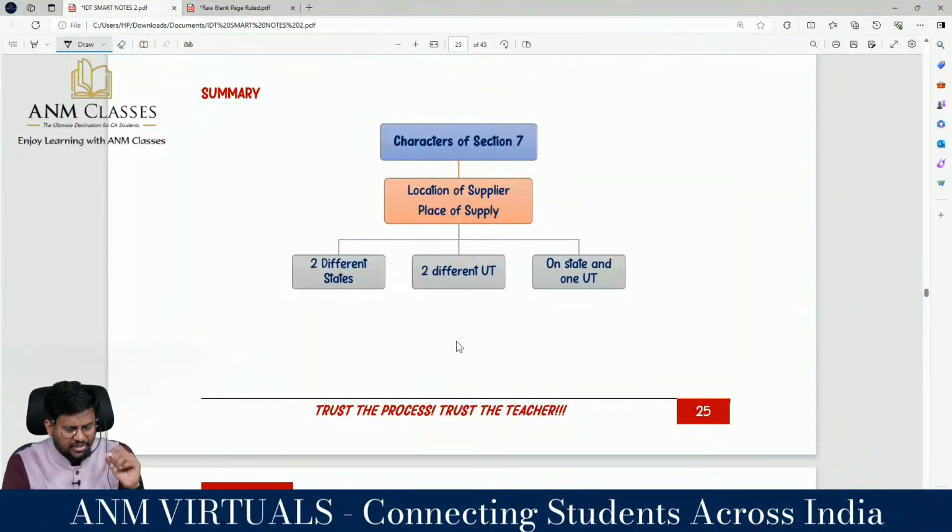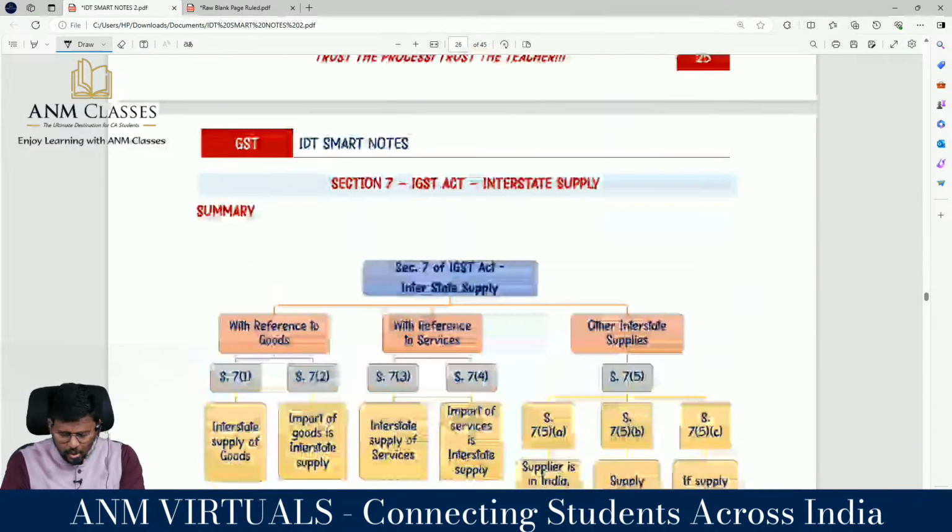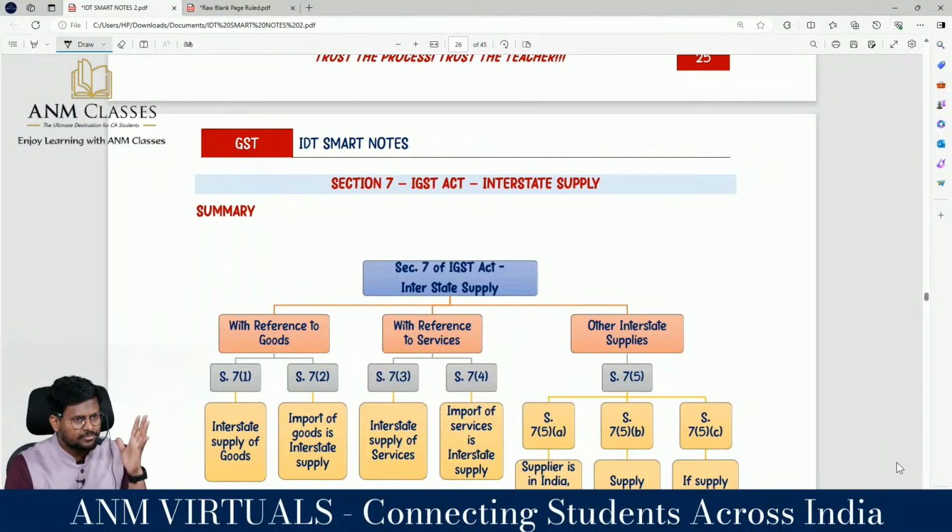Characters of section 7, there are 2 characters, correct? Number 1, location of the supplier and place of supply are in 2 different states, 2 different union territories, or 1 state and 1 union territory, should be treated as interstate supply.